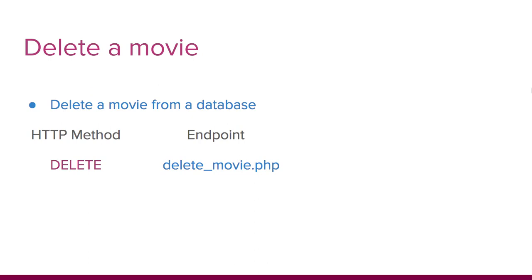And these are the four main things that we need in order to create a complete API that is capable of creating, deleting, updating, and inserting movies.